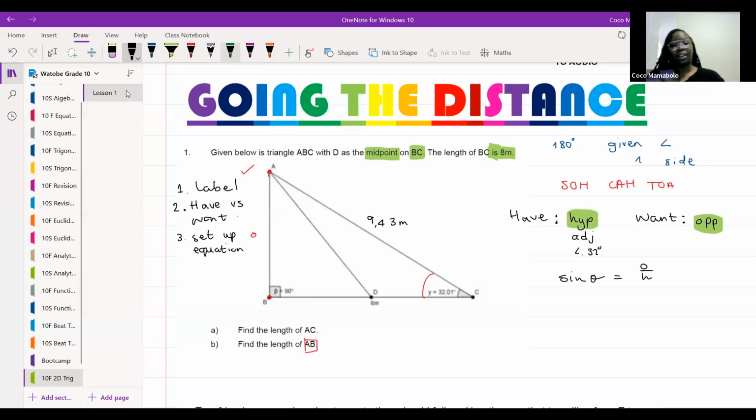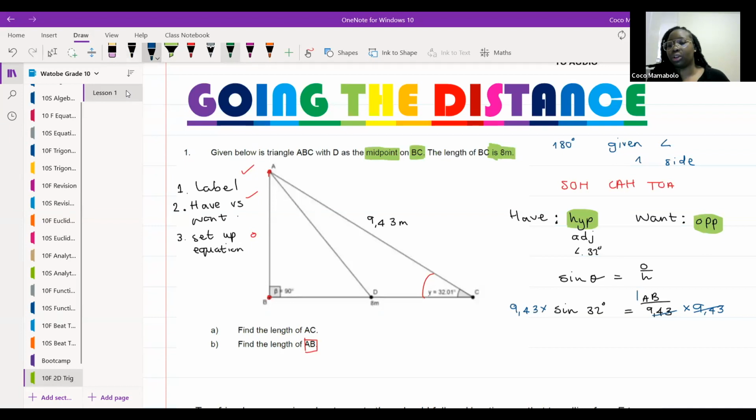I need you to fill in the blanks for me. Set up the equation for me. What will it look like? All right, so we're going to say sine 32 degrees is equal to our opposite over hypotenuse, which is AB over 9.43 meters. Beautiful. You've set up our equation, but now we want AB on its own. What is our first step? We're going to multiply both sides by 9.43 meters.